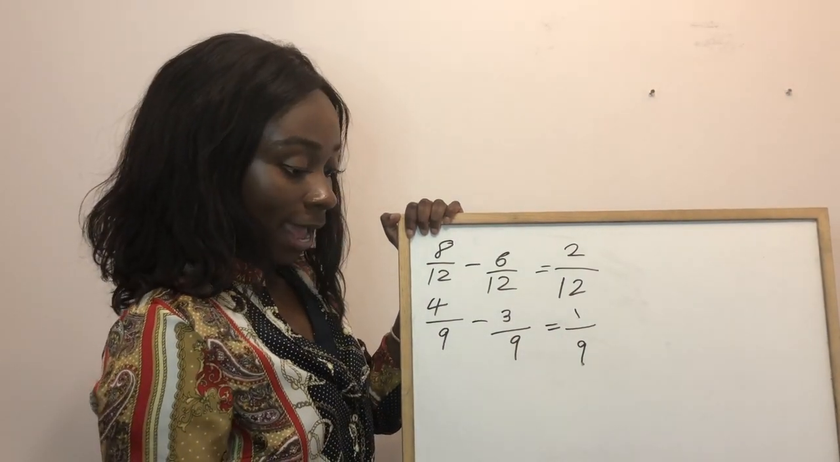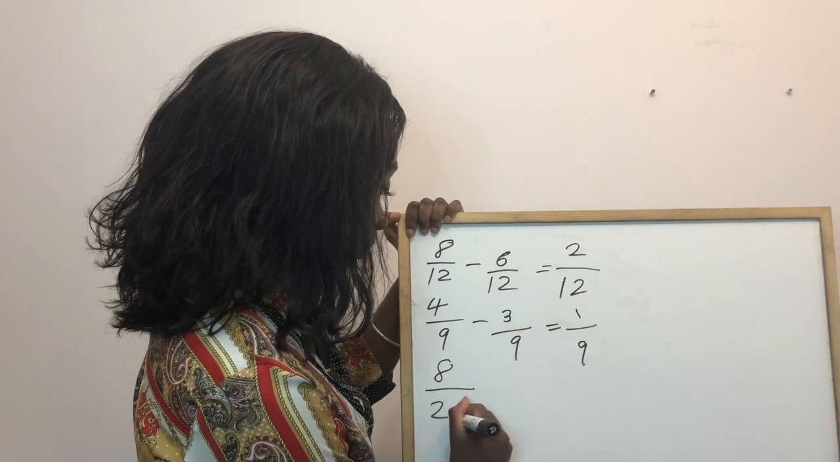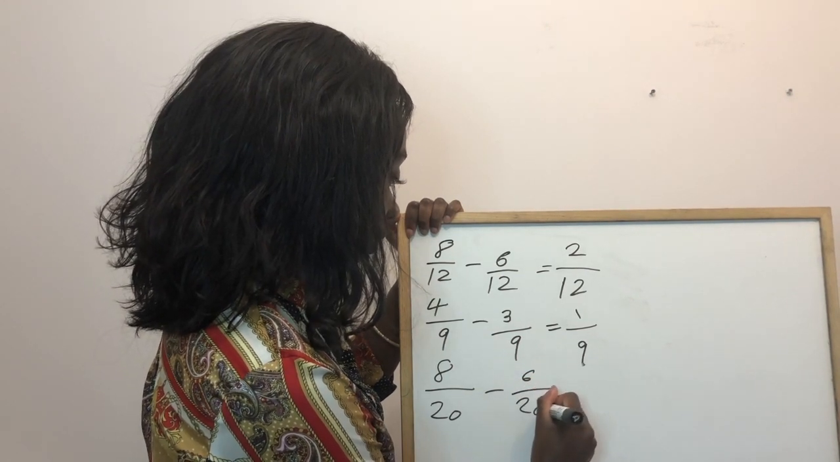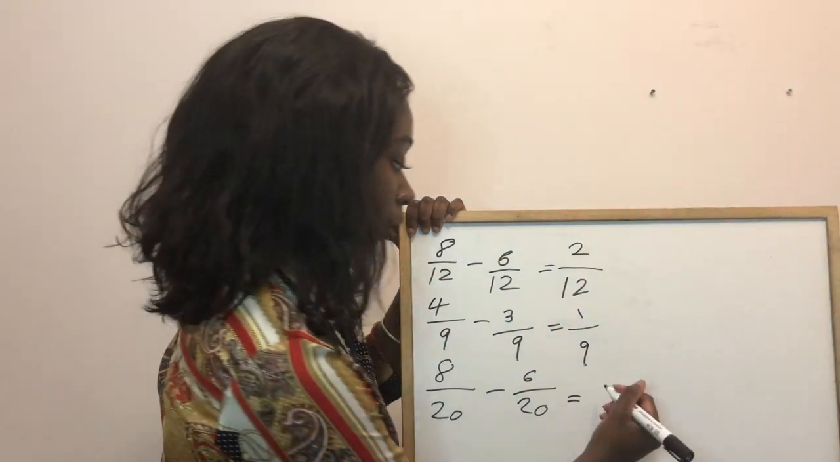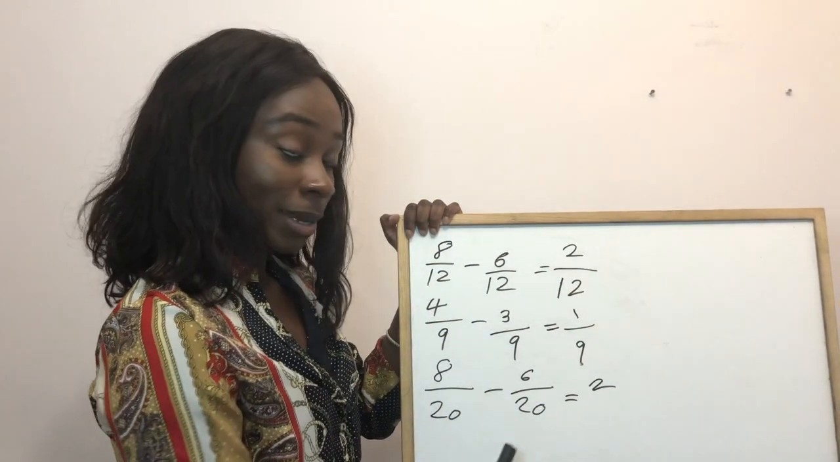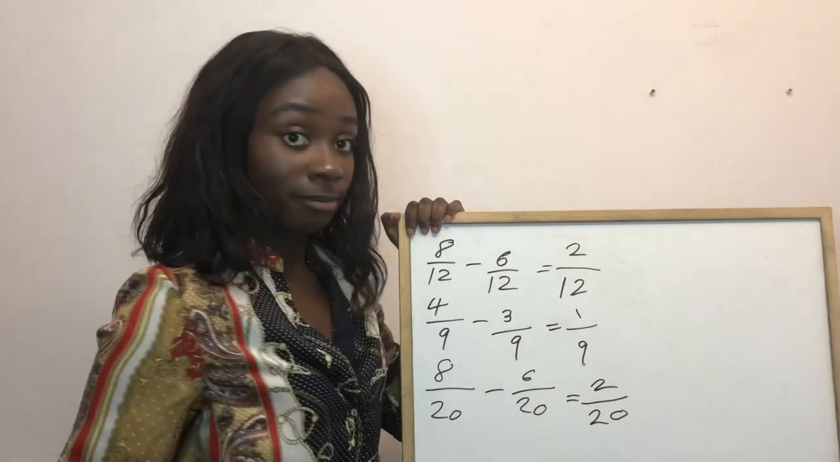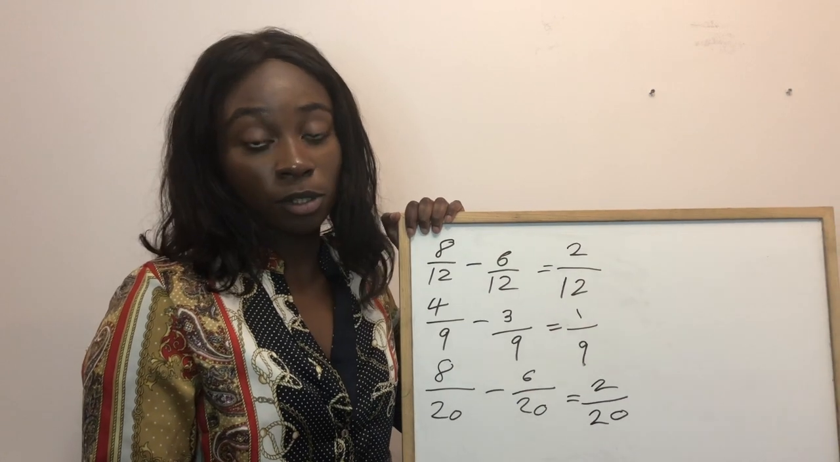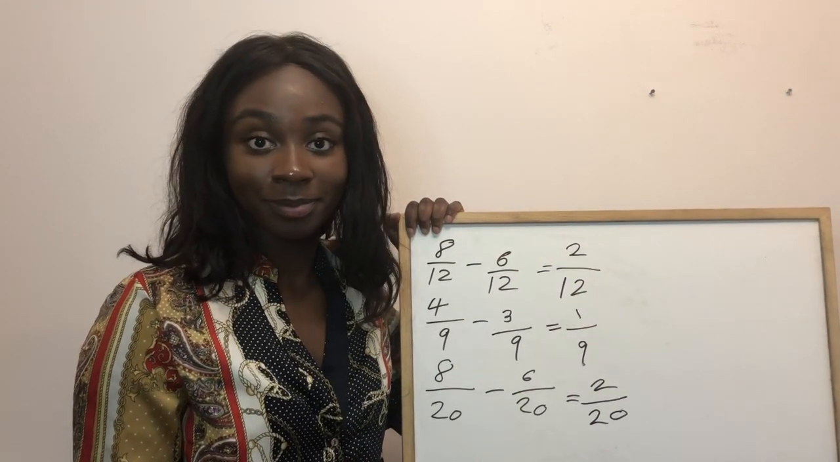For an example, we could also do 8 over 20 minus 6 over 20. And as we saw from the first example, 8 minus 6 is 2. And we must keep the denominator the same, so it's 2 over 20. So if you want to pause right there, I'm going to put some more questions up on the screen. You can go through it and let me know how you've done in the comment section.